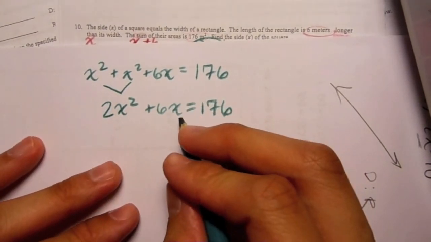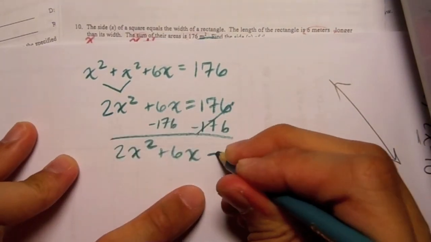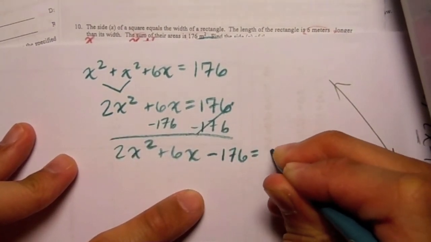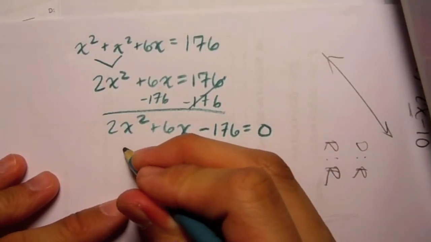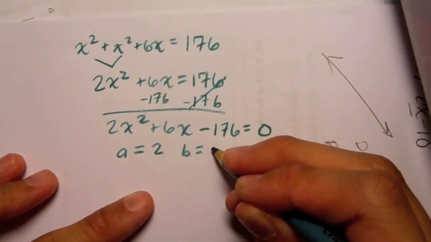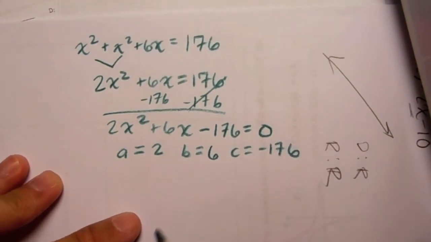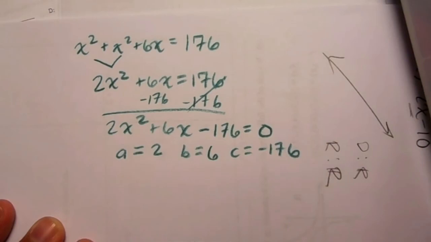So in the quadratic formula, I need to make sure that it's set equal to 0. So when you rewrite this, it'll become this equation. Now that it's set to 0, I can denote my a to be 2, b to be 6, and c to be negative 176. Now guys, remember your quadratic formula?